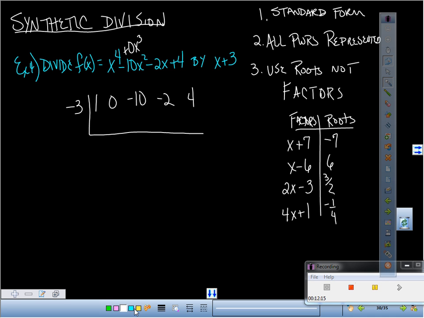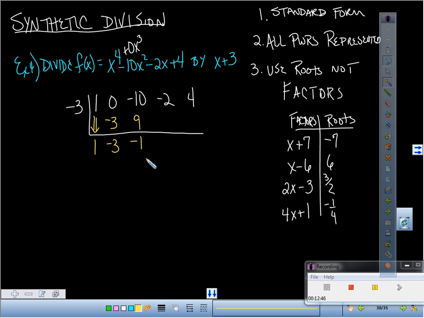Okay, so let's see who remembers this synthetic division stuff. Remember this first guy right here? He gives you your starting place. So you just bring him down. And then you multiply. What's 1 times negative 3? And you write it down right here, and then you add. What's 0 and negative 3? And then you multiply. What's negative 3 times negative 3? And then you add. Negative 10 and 9?